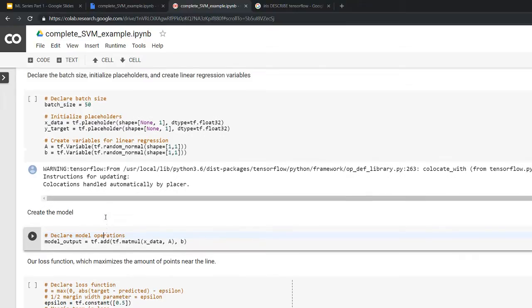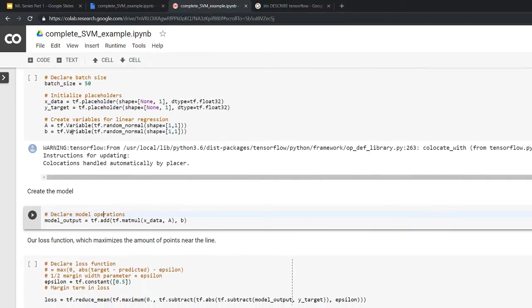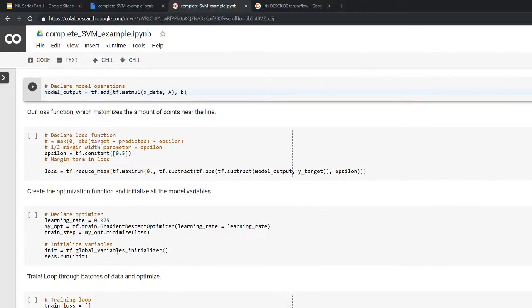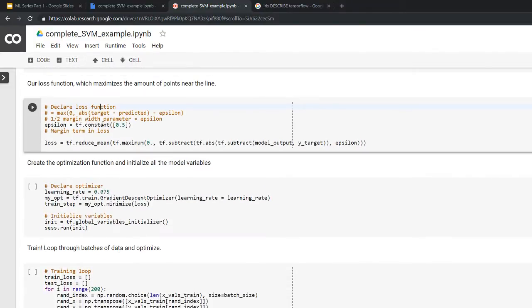So basically, this is just a very simple regression model. It literally is just like ax plus b. In TensorFlow, you do the multiplication and then the addition together. You don't write them out directly, because right now you're doing the construction phase. And then this is the core part: we're declaring the loss function.